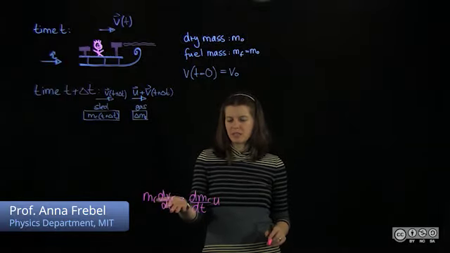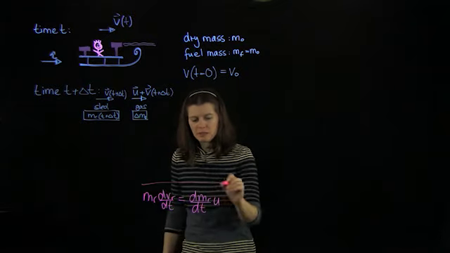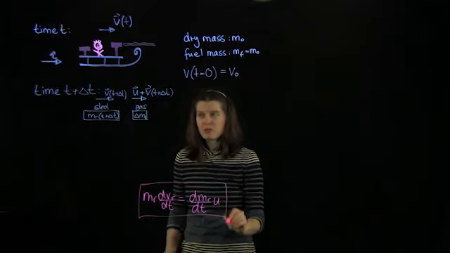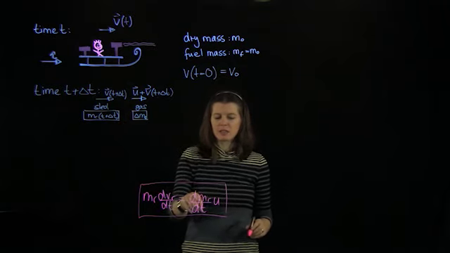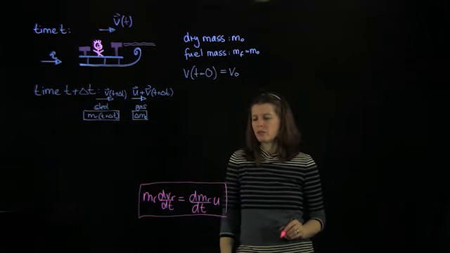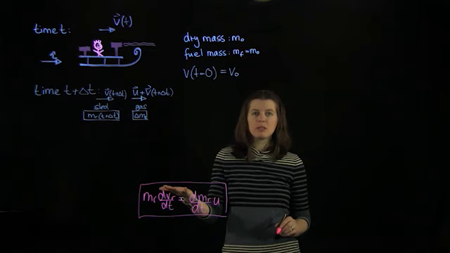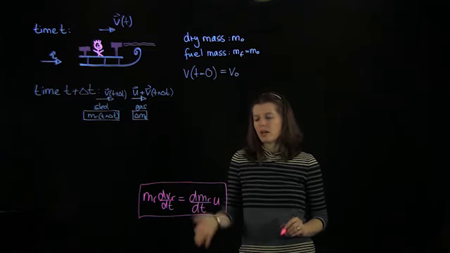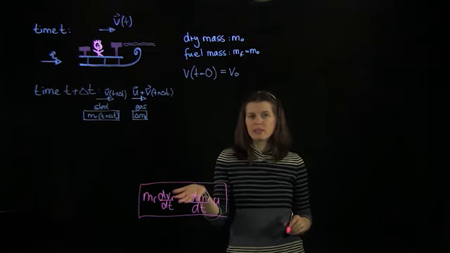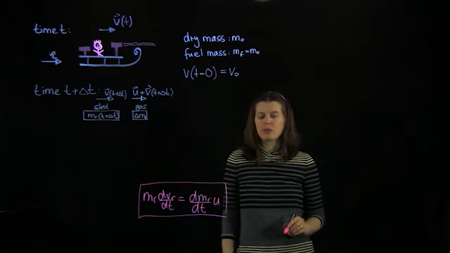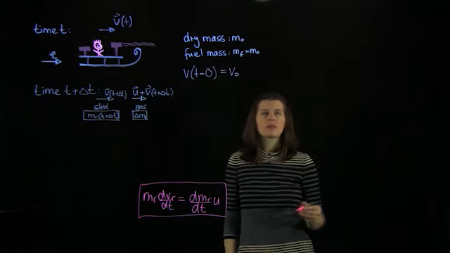We just derived this relation here, the relation between the differential of the speed of the rocket sled and the differential of the mass of the rocket. And we want to ultimately get the speed of the rocket. So we have to apply a technique called separation of variables, and then we want to integrate.